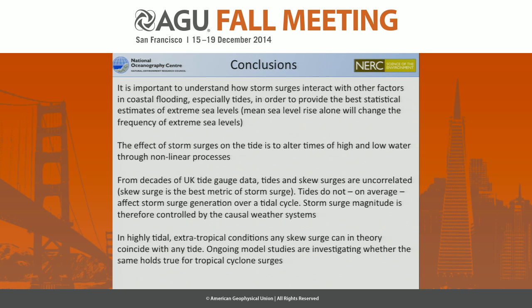So to conclude then, we need to understand how storm surges interact with other factors, particularly tides, if we're going to help engineers derive their extreme sea levels. We acknowledge that mean sea level rise alone is going to increase the occurrence of extremes. The effect of the surge on the tide then is to alter the timing of the tide itself, and that's the effect of the weather on the tide. But from decades of data, we find that tides don't modulate surge generation, so we conclude that surge magnitude is going to be determined by the variability in the weather, which is large.